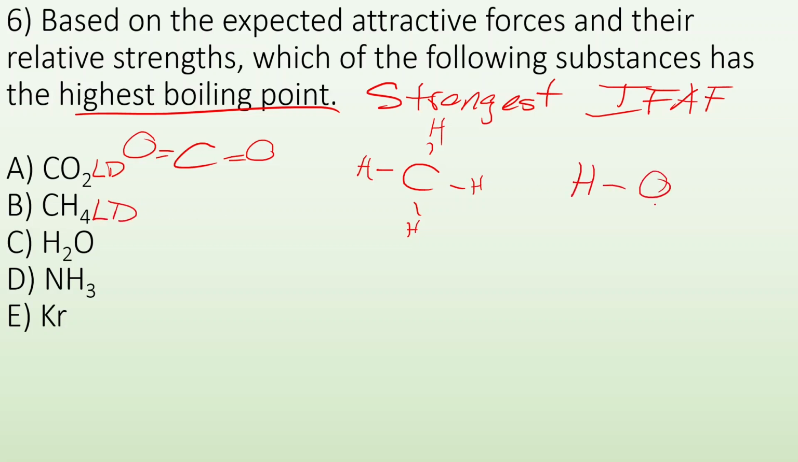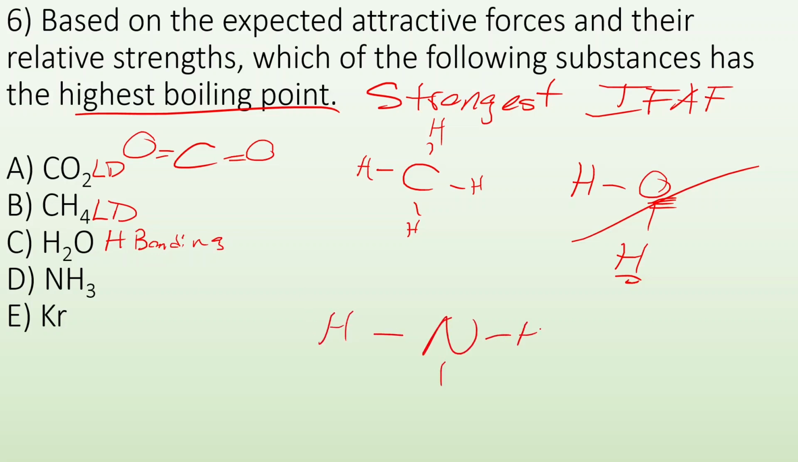H2O, well, hey, wait a minute. I know water. Water's polar, and there's a hydrogen bonded to a nitrogen, oxygen, or fluorine. So it's going to have hydrogen bonding. We got NH3. NH3 is going to look like this. It's going to be a polar molecule. It also has hydrogen bonding. Interesting. And then Kr, the monatomic molecule, is only going to be London dispersion. So we've narrowed it down to H2O and NH3.